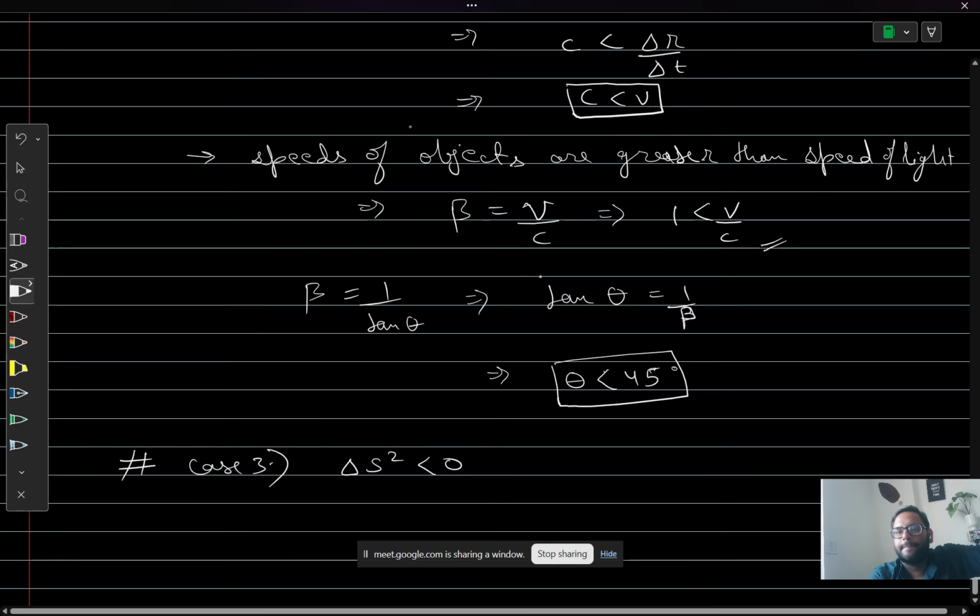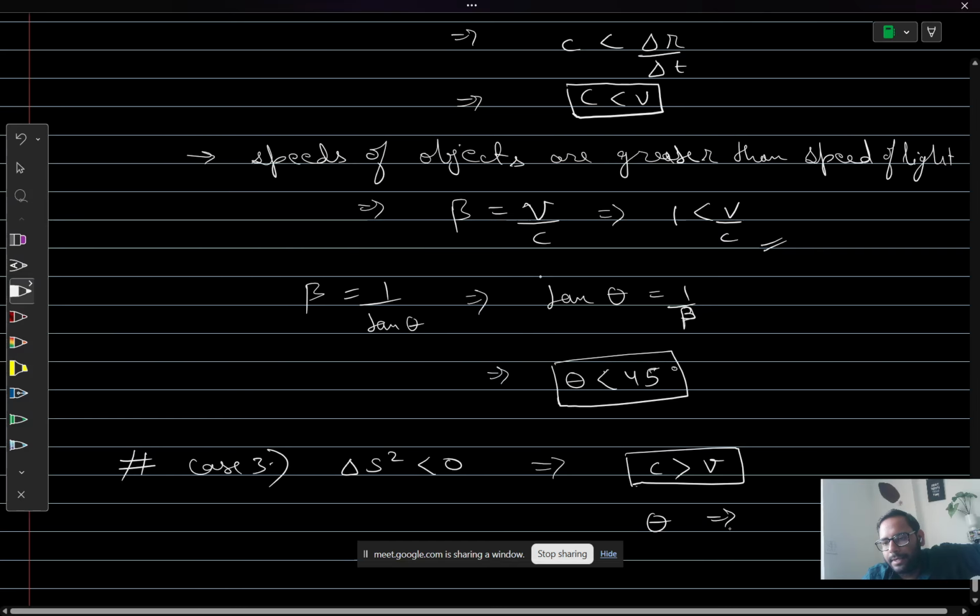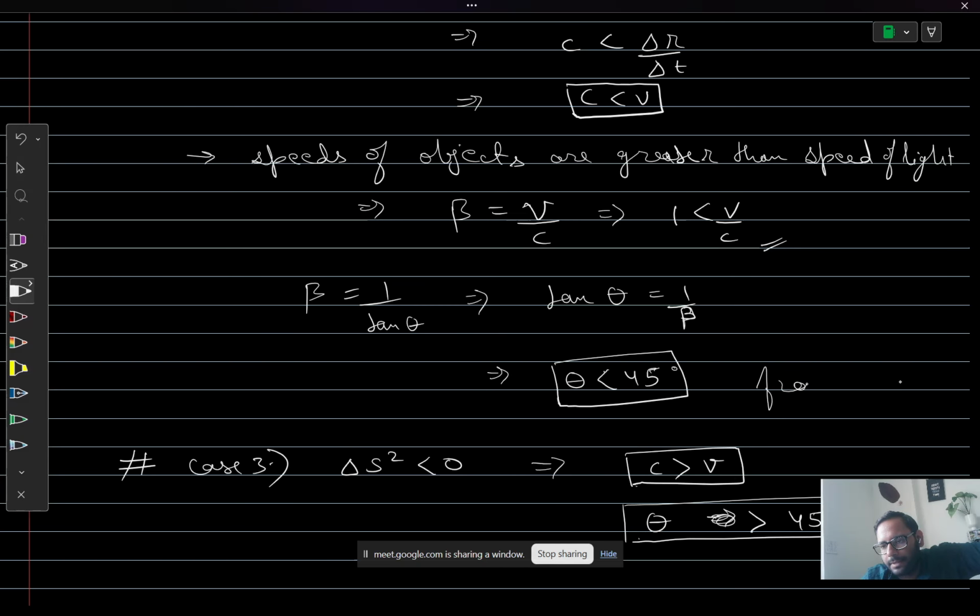That is, c should be greater than b. This should imply this, and theta should be greater than 45 degrees from the x-axis, or say the r hypersurface.